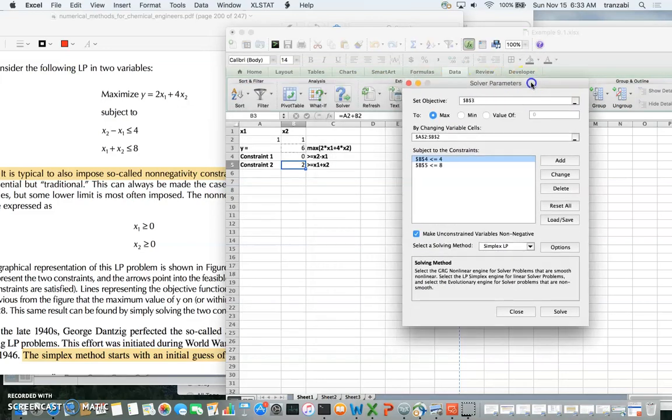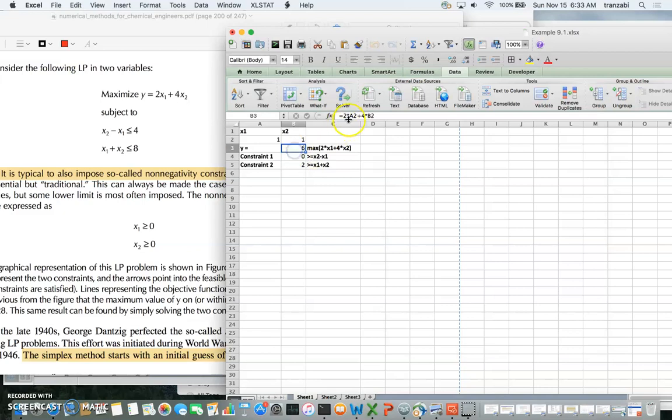It opens a menu for me. It says, what is the objective function? So I give the cell location of the objective function, which is B3. This is what I implemented. Let me just cancel that. So this is the objective function: 2a2, which is x1, plus 4b2, which is x2.